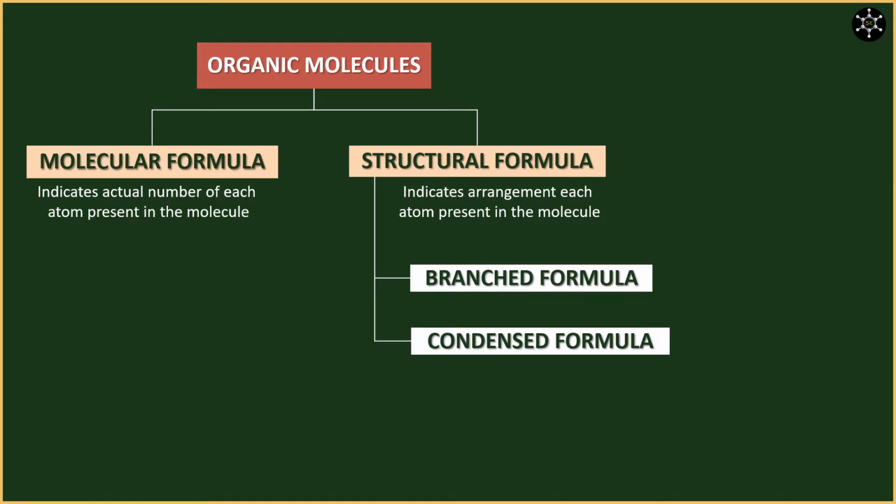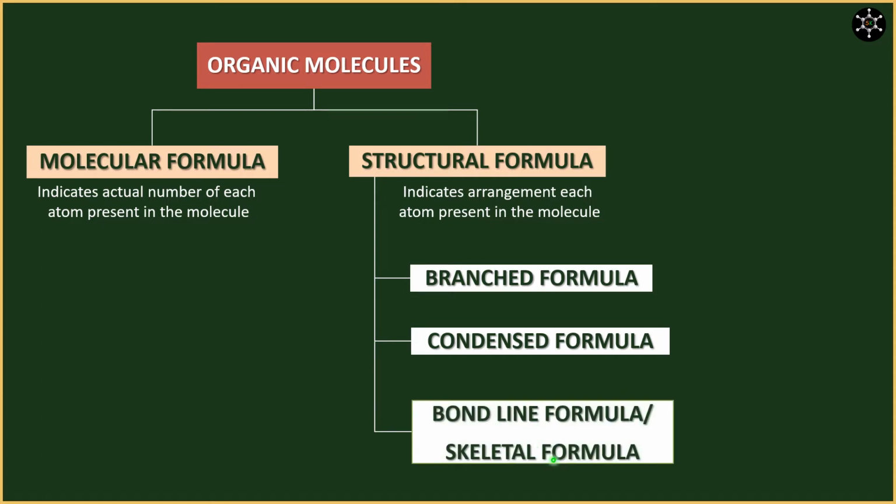We have already learnt about representing an organic molecule as molecular formula or branched formula or condensed formula. In this video, we will be learning another way of representing an organic molecule under structural formula, that is bond line formula or skeletal formula. This is the simplest way of expressing an organic molecule with its structure. This formula is also called as bond line representation or skeletal representation sometimes.